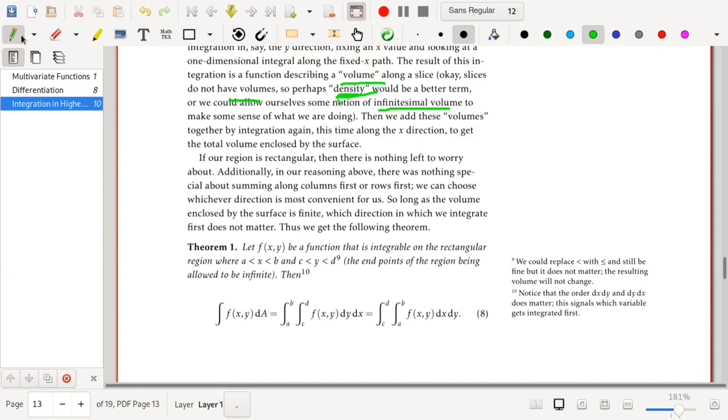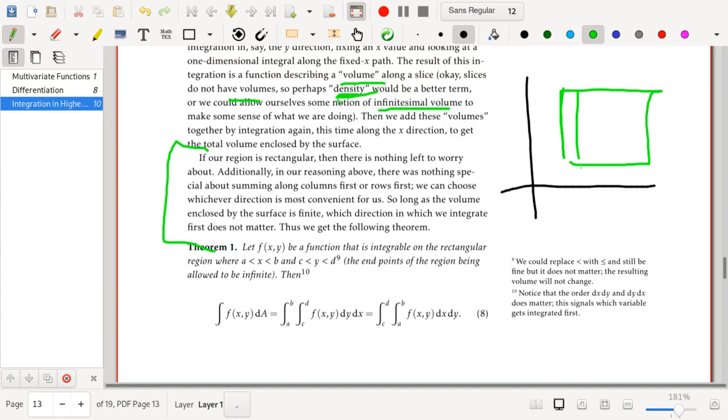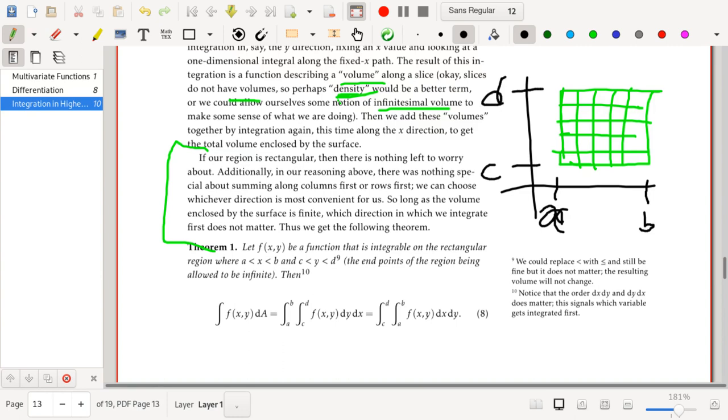So let's suppose for a second that our region is rectangular. The region that I was drawing was not rectangular. By rectangular, I mean a region that looks like this. So the borders of the region are parallel to the x and y axes. This is a rectangular region. There is a minimum and maximum value for x and y. So we have x between a and b, and y between c and d, and there is no dependence between x and y.